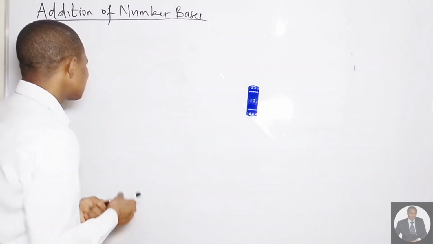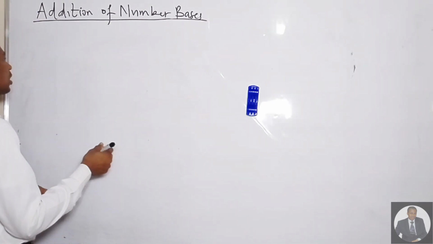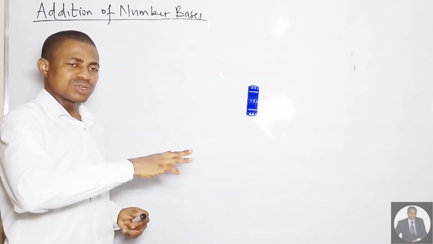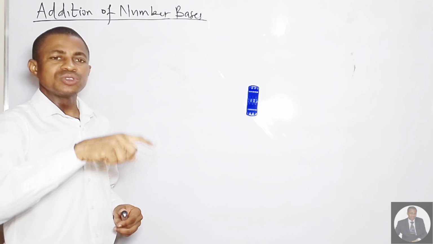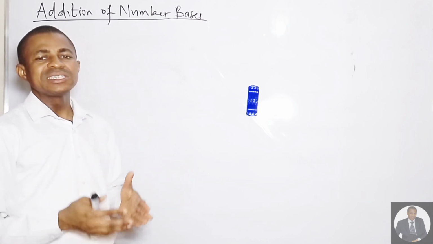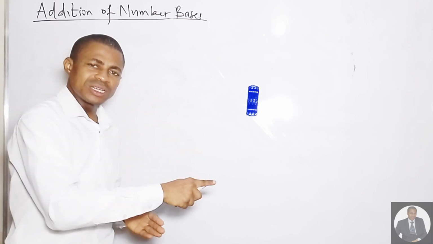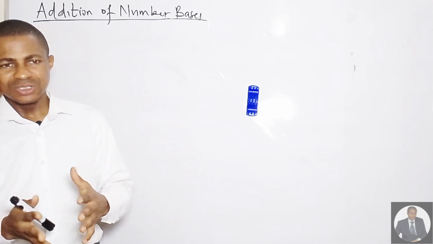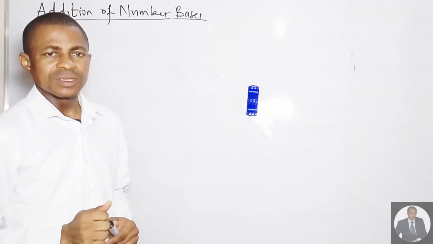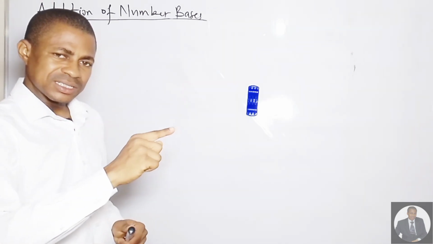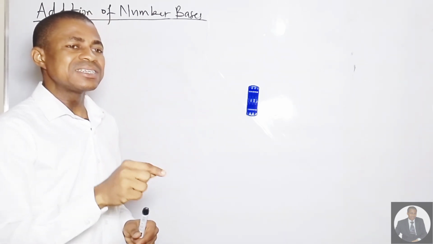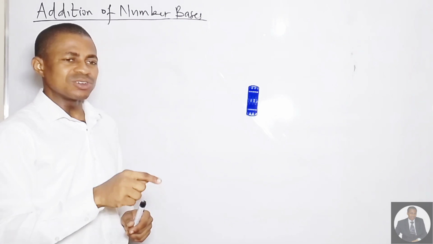Addition of number bases, the simple rules are these. Generally, when we add numbers, we usually do that in base 10 on a normal day. But when we are specifically given that a particular number should be added to another number in a particular base, the simple rule is this: no number that is added under a certain base should be greater than the base with which it is added.